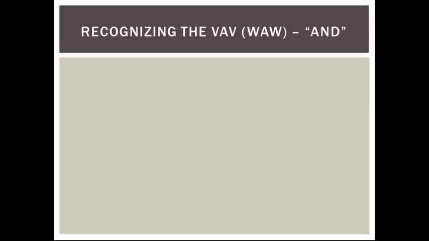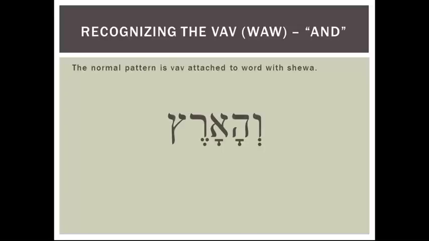So, for example, the most important of these is the word for and. And the word for and is simply a vav attached to a word. As far as I know, there are no exceptions to this. If you see a vav on the front of a word, it is the word and. Now notice that it's inseparable. It is right on, in this case, haaretz. The and is connected right there onto the next word.